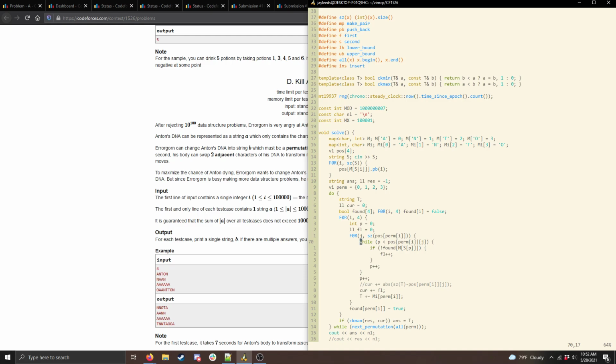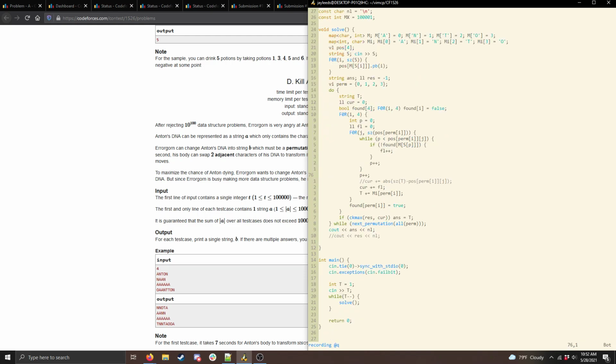If you haven't seen inversion counting before, I would encourage you to look it up and do a practice problem. I'm kind of glossing over my code here because it's relatively standard. But afterwards I take the maximum, I set the answer to be the largest possible inversion count, and I print out the corresponding string.